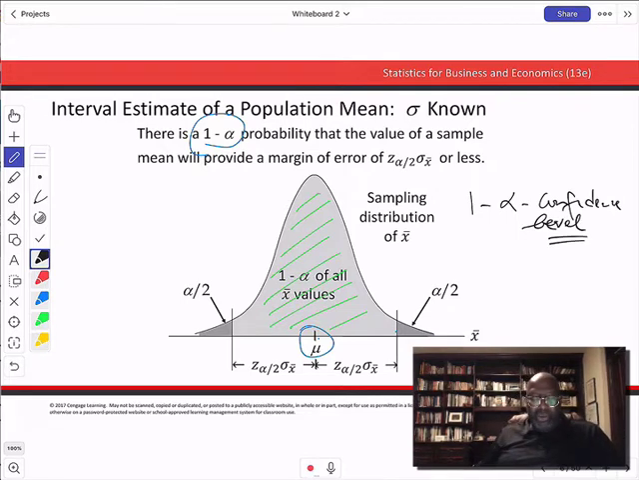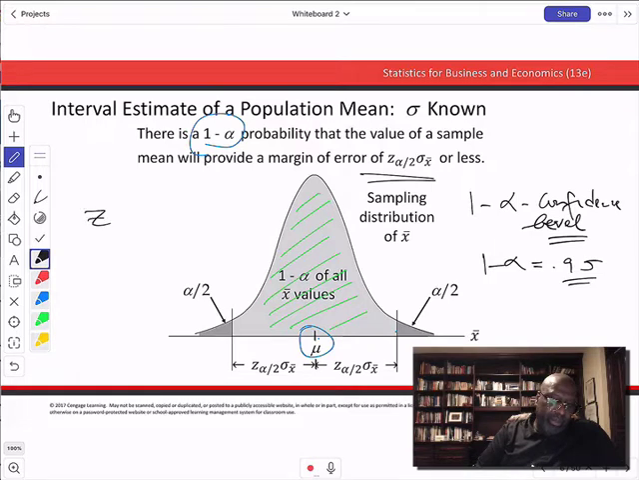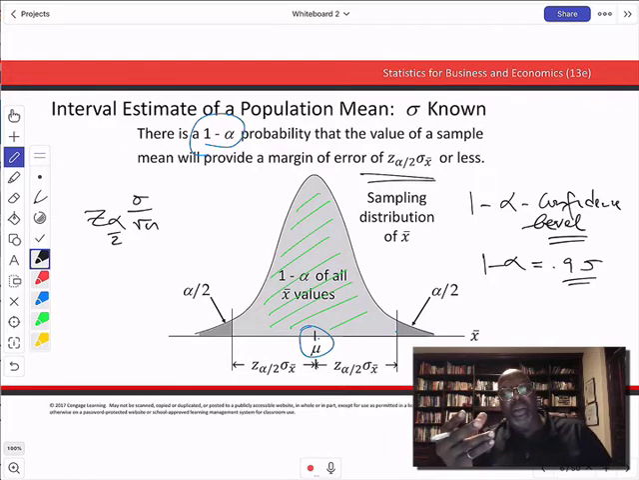So if I said to you I want 1 minus alpha to be 95%, in other words, I want 95% of all of the means to be in that range, I have to now go and compute what the z value is to know how many standard deviations I must use in the margin of error. Remember, the margin of error is this piece right here, the number of standard deviations that we're going to use to add and subtract to the point estimate: z alpha over 2, sigma over root n. So if I specify my confidence level, I need to figure out how many standard deviations that is.